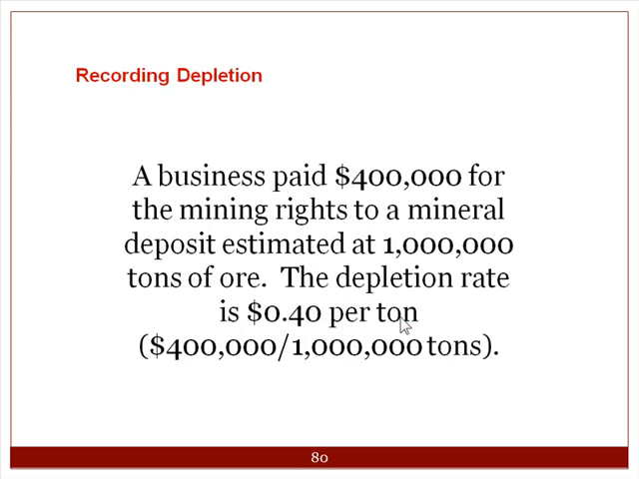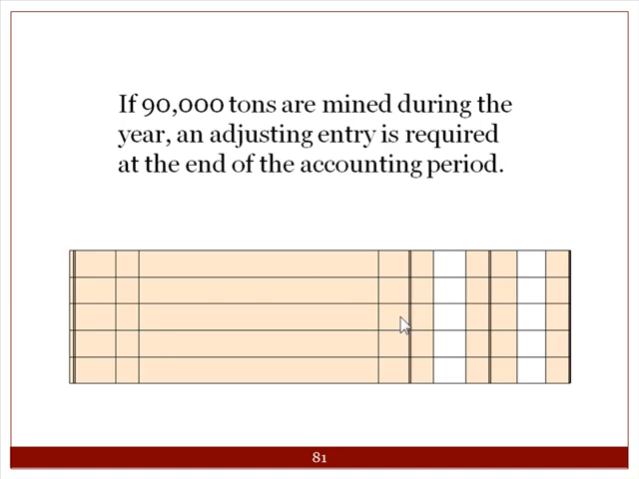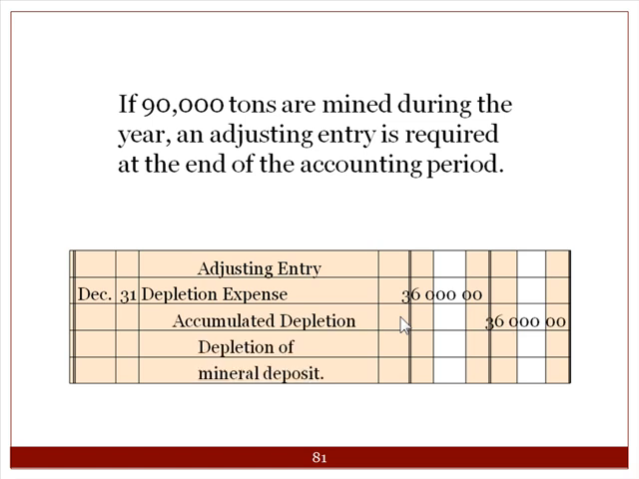So a business paid $400,000 for mining rights to a mineral deposit estimated at 1 million tons of ore. The depletion rate is 40 cents per ton. Okay. So what you do is you book your adjusting entry in depletion expense and accumulated depletion. So it's like depreciation. We use separate accounts.